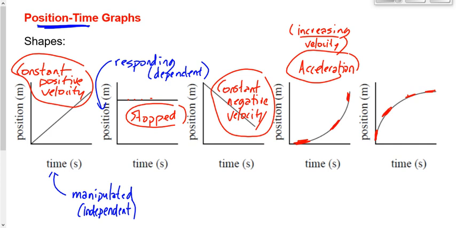Okay? Look, we're going from this and getting closer to this, right? Steep, and then it kind of evens out pretty much flat. So we're slowing down. We're going from constant positive velocity to being stopped. So we're slowing down or we're decelerating. Deceleration.